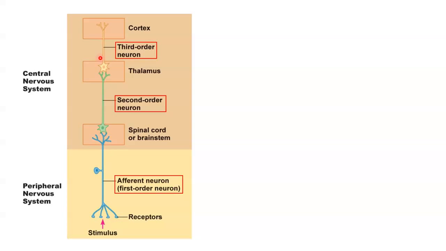Our third order neurons conduct impulses from the thalamus to the primary somatosensory cortex or area of the cerebral cortex in the brain. And here it's on the same side, so same side of the thalamus to same side of the cortex.